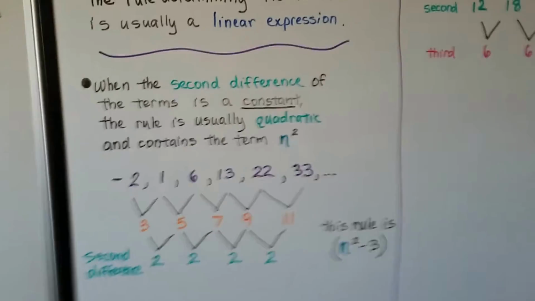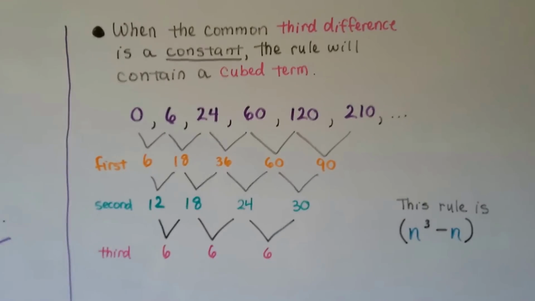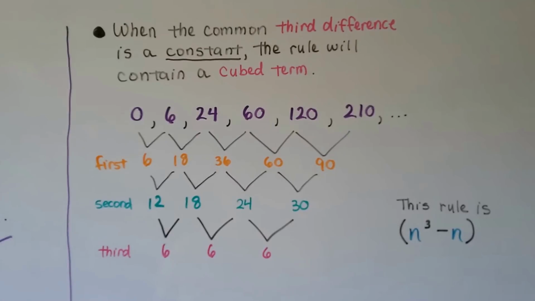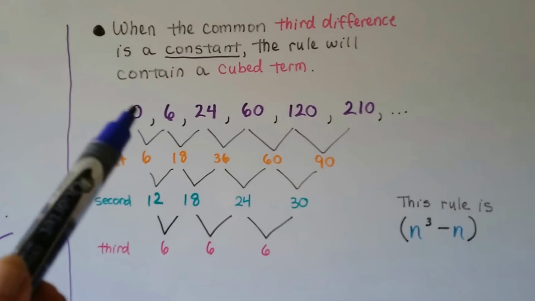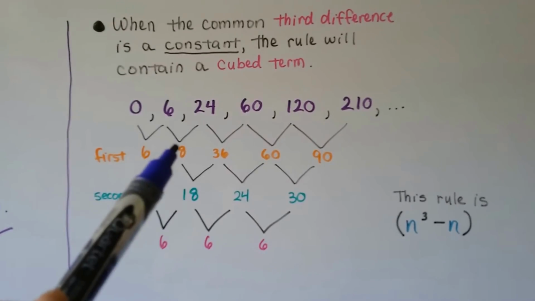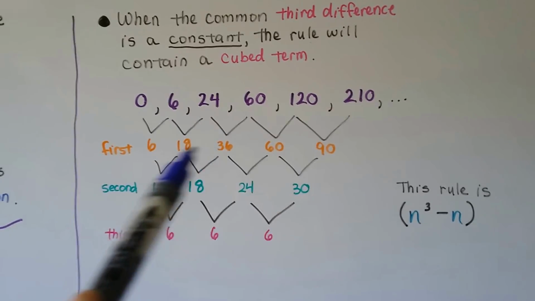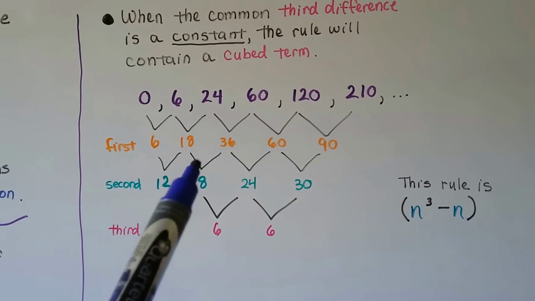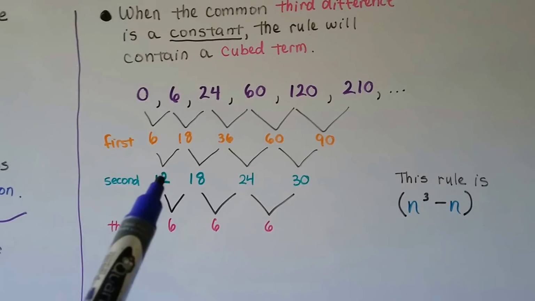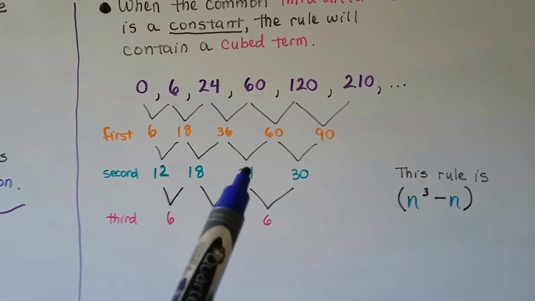Now, check this out. When the common third difference is a constant, the rule will contain a cube term. We have 0, 6, 24, 60, 120, 210. When we do 6 minus 0, we get 6. 24 minus 6, we get 18. 60 minus 24, we get 36. We don't have any constants, do we? We don't have a common difference yet. So we try it again. 18 minus 6 is 12. 36 minus 18 is 18. 60 minus 36 is 24.